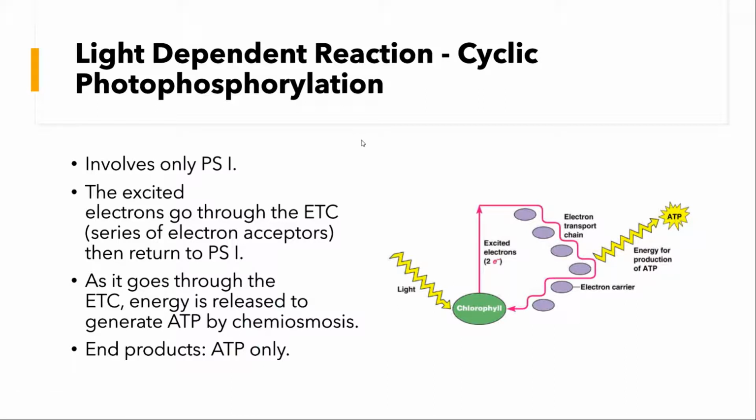Now over here we have a light-dependent reaction, the cyclic photophosphorylation. So the difference between the cyclic and non-cyclic is that the cyclic only involves PS1, which is only photosystem 1. The excited electrons go through the electron transport chain, which is a series of electron acceptors and the proteins like cytochromes and PQ, and then they return back to PS1. As it goes through the electron transport chain, energy is released to generate ATP by chemiosmosis.